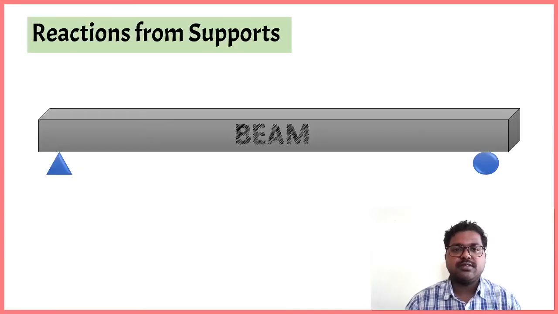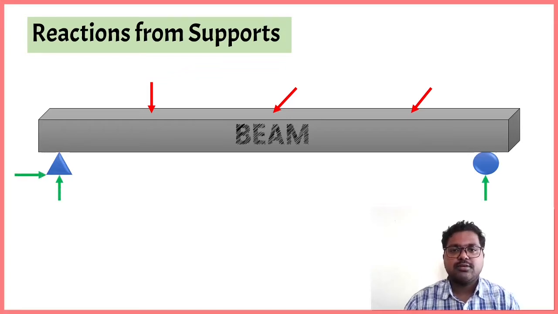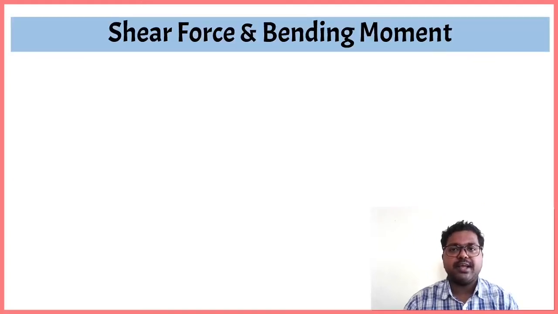So first, if we consider a beam which is subjected to external loads, to keep that beam in equilibrium, equal and opposite reaction forces will happen at the supports, so that the beam is in equilibrium condition. So, while writing the equilibrium equations for a system of forces, we should consider both the external loads as well as the reactions which are happening at the supports. Keeping this basic knowledge in our mind, let us go to the shear force and bending moment.